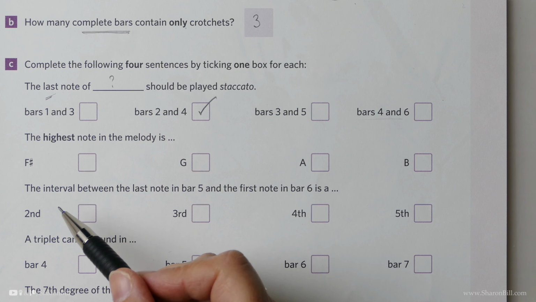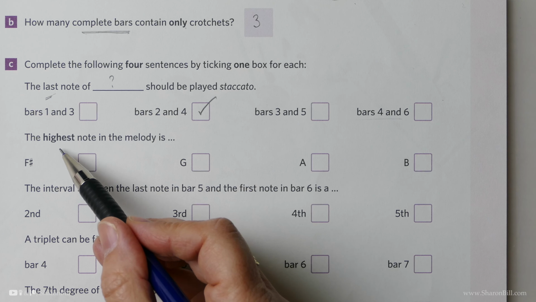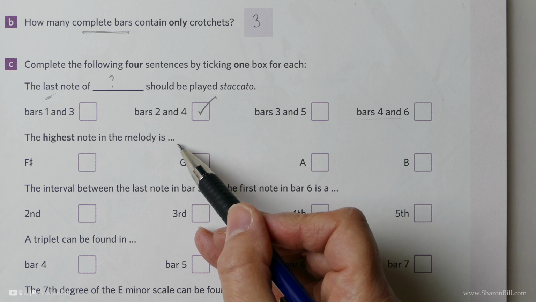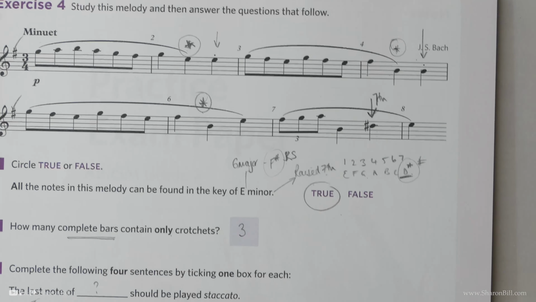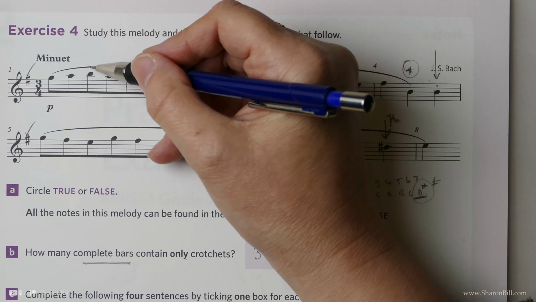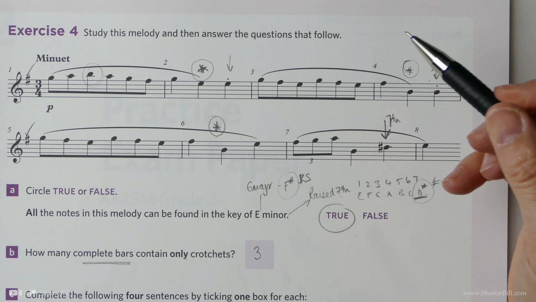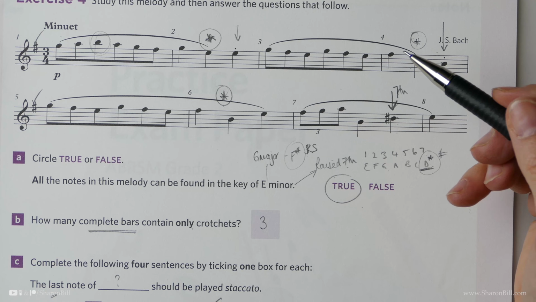Which bar shows where the highest note of the melody is? So which is the highest note of the melody? That one looks pretty high. Have we got any higher?